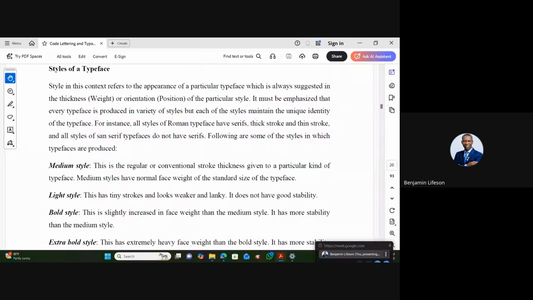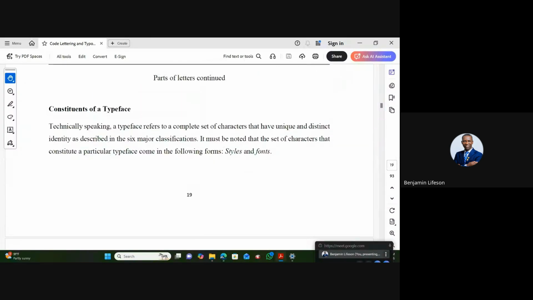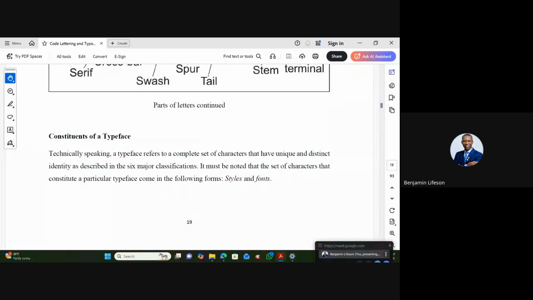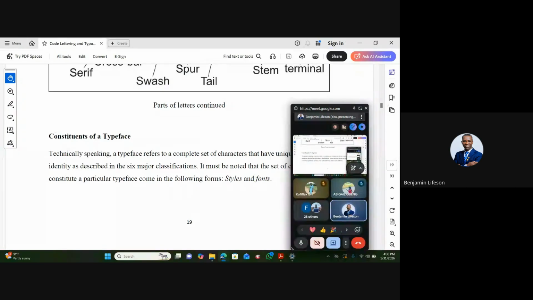Now, any question before we move to constituents of typefaces?